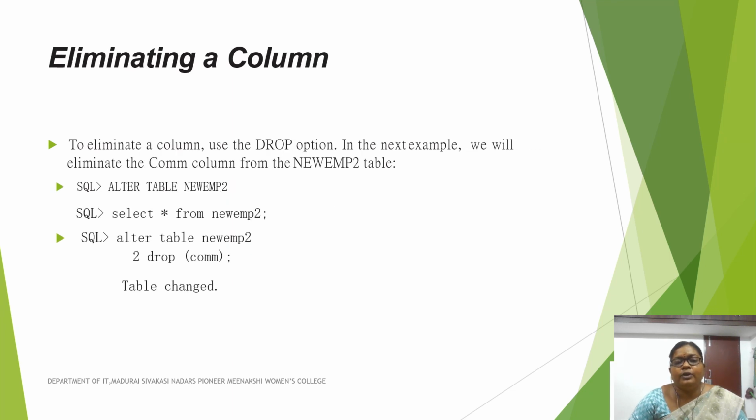Eliminating a column. To eliminate a column, you can make use of the drop option. This is the way I'm going to delete a column in the existing table. Alter table, table name is new emp2, drop the column name. Commission is the column name. I'm going to drop it from the existing table. So the table is changed again.